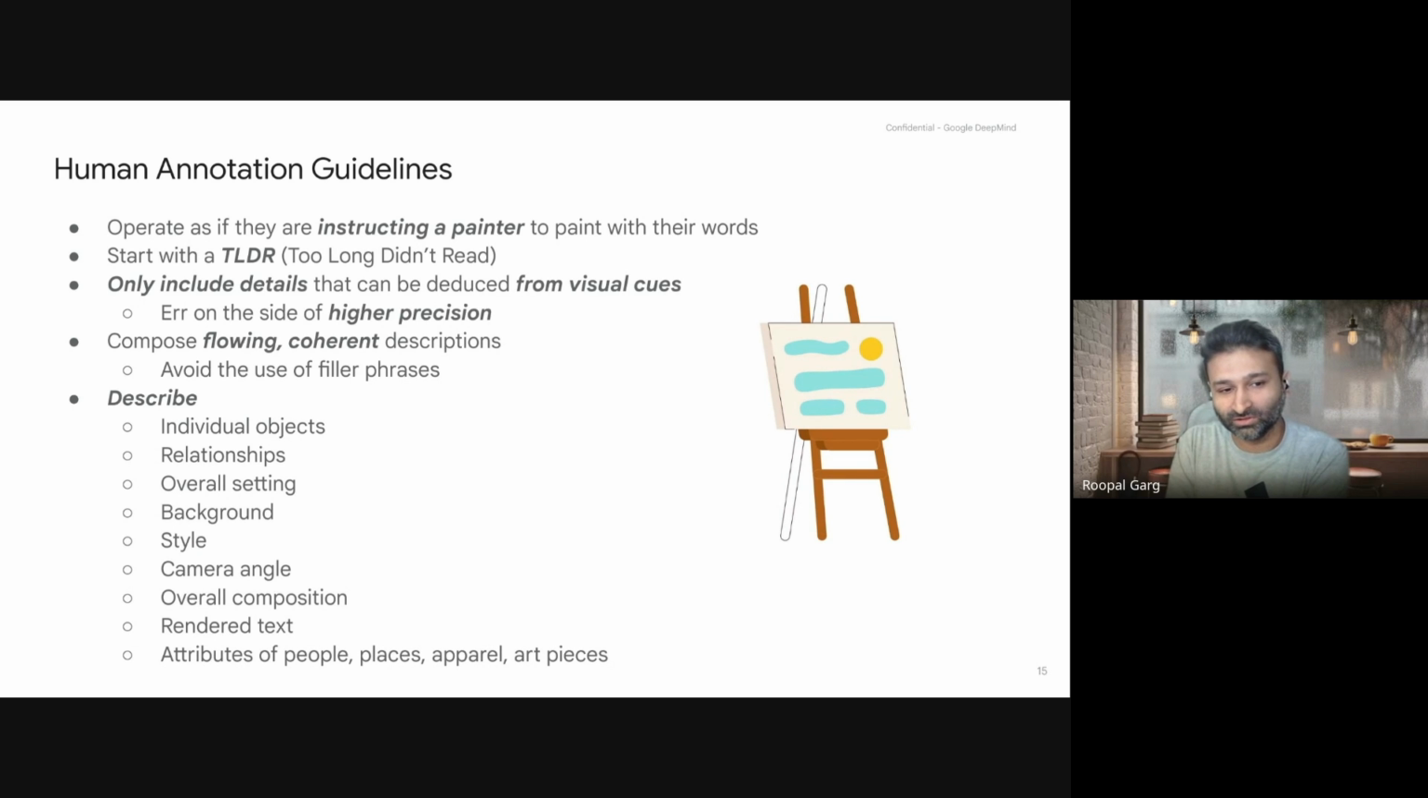Among the things to focus on would be individual objects, relationships among them, the overall setting of the image, background, style, and the camera angle with which the image is taken. This is really important. We'll see in the next slide. Then the overall composition, and then we added some extra information on how to deal with text when there is text in the image, and how to deal with people, places, and art pieces in the description, since these are very domain-specific tasks, so to say.